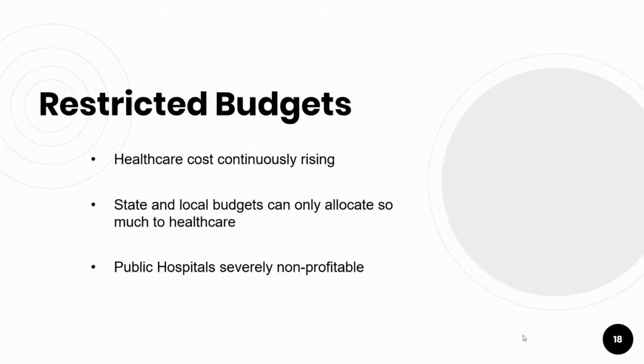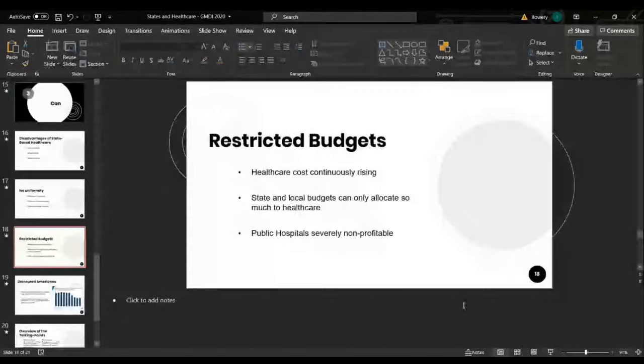All right, so restricted budgets. Healthcare costs year to year are rising. People argue that state and local budgets can't rise to meet that need because state and local governments have to do a lot of things. And as public hospitals have proven to be severely non-profitable, people argue that states simply don't have the financial capability to take on the burden of solely providing healthcare to the entire population.